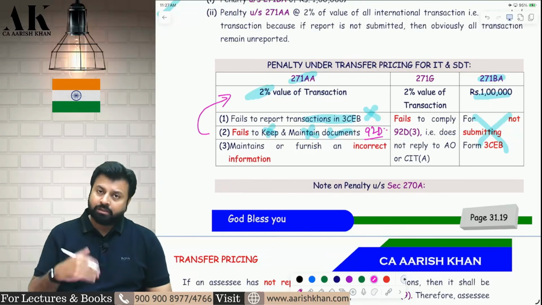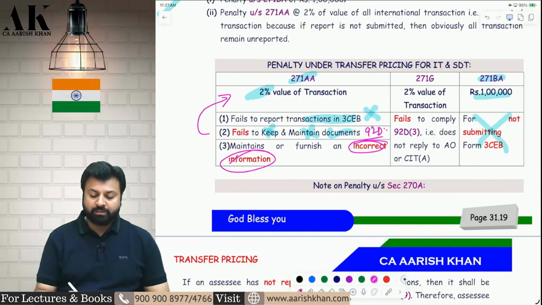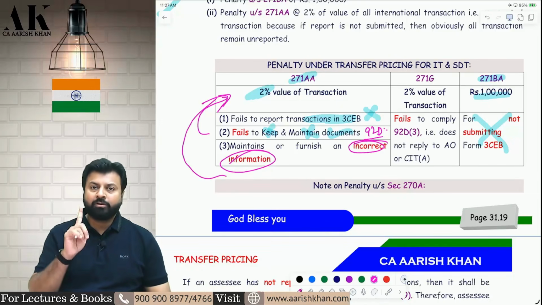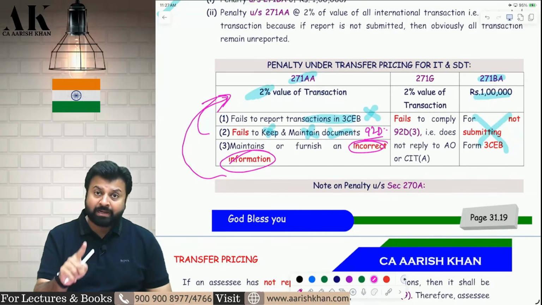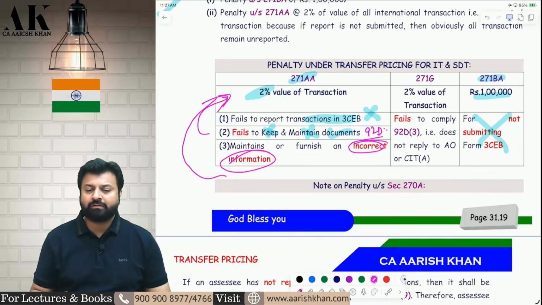Third one, you are not failing to maintain. You are maintaining, but you are maintaining incorrect documents and incorrect information. Then also there is a penalty of 2% of the value of the transaction. So, if you don't report the transaction, or if you fail to maintain documents, or if you maintain incorrect documents, in all 3 cases you will be liable for a penalty of 2% of the value of the transaction.